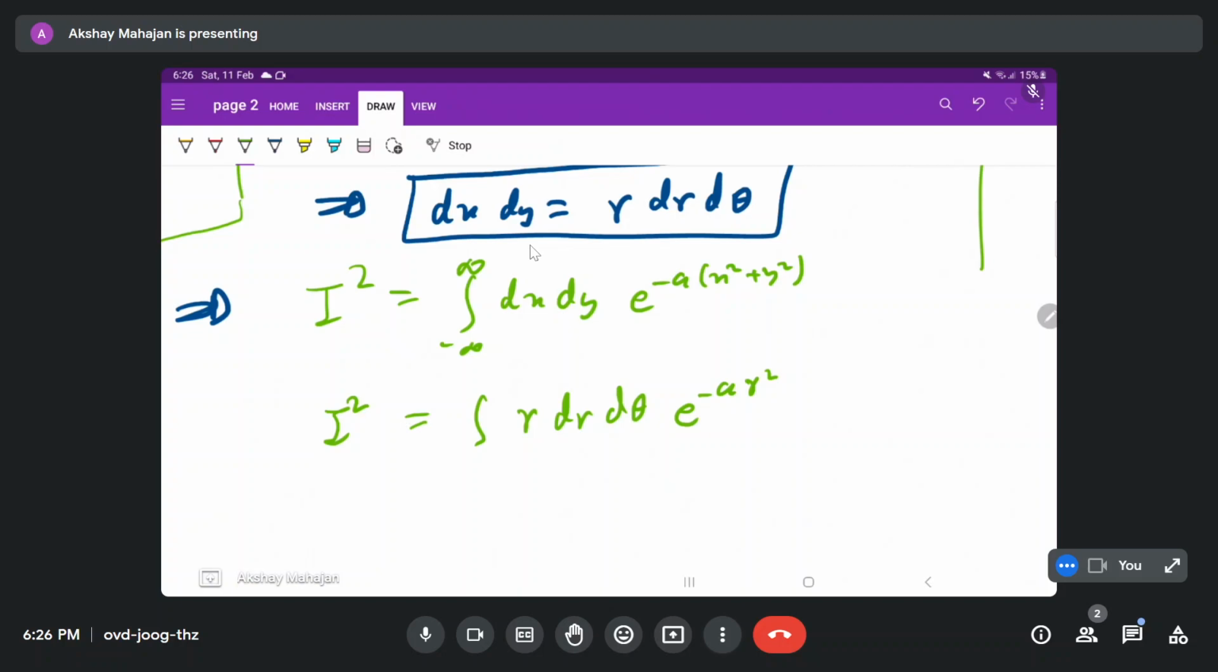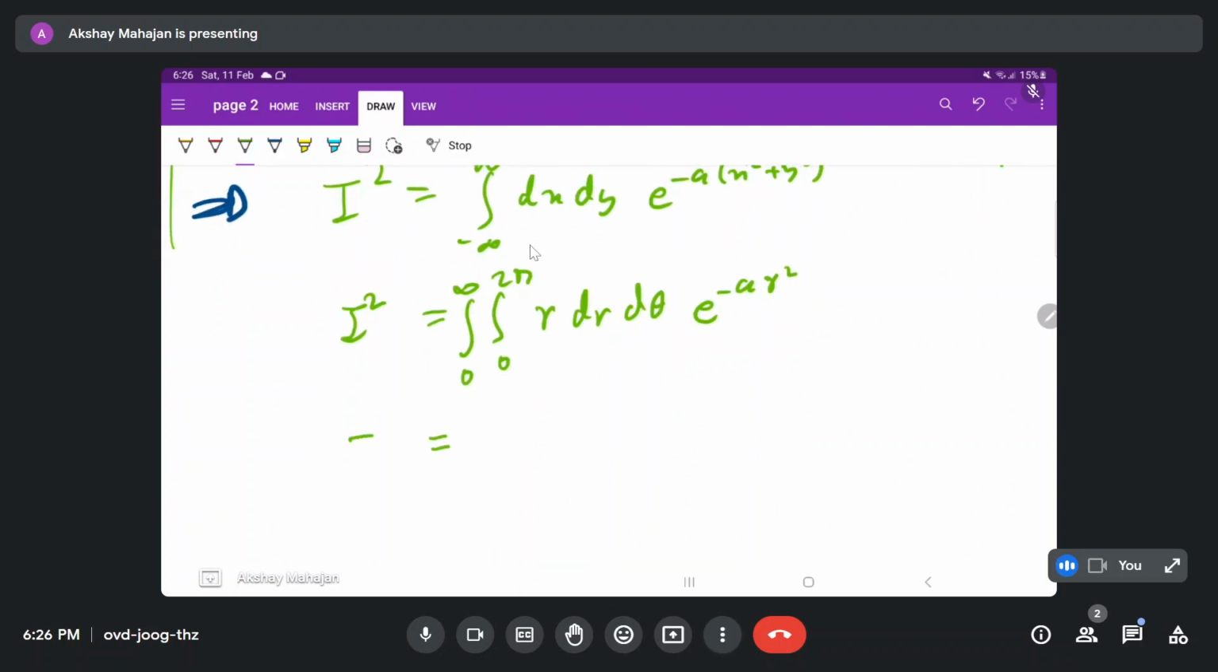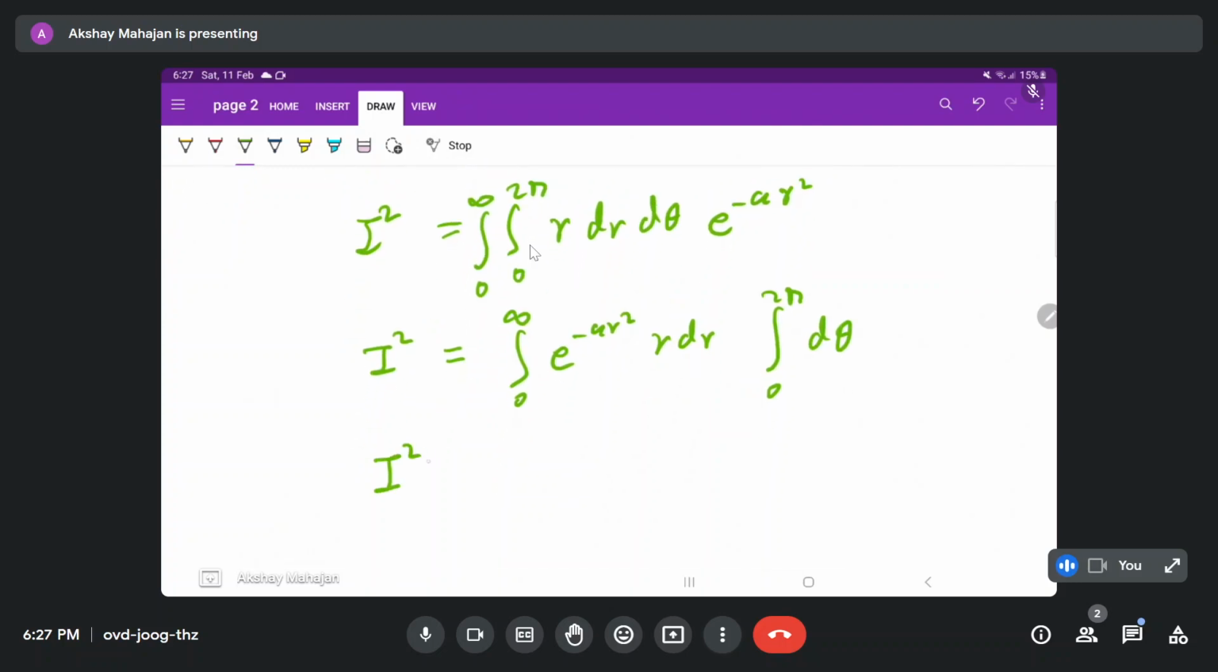Okay, now r will go from 0 to infinity, and theta will go from 0 to 2 pi. That basically gives us our integrals: e to the minus a r square r dr, and one integral from 0 to 2 pi d theta. So we have I square equals 2 pi times the integration from 0 to infinity of e to the power minus a r square r dr.